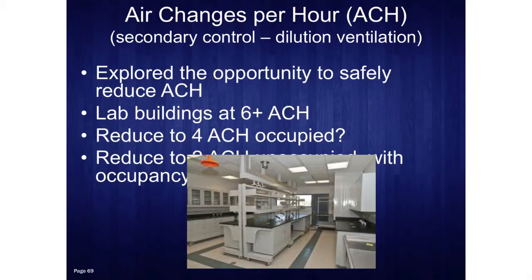So recognizing that air changes are a secondary control, about 10 years ago, we started exploring the opportunity to safely reduce air changes. Our lab buildings, as you've seen, 10 years ago, they were running at 6, 7, 8, 9, 10 or more air changes. So we started talking about, can we reduce to 4? Can we reduce to 2 when unoccupied?